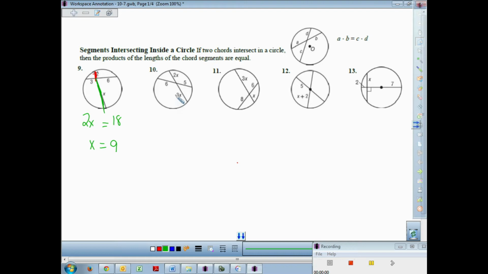So here, 3x times 2x is 6x squared, and that will equal 5 times 6, which is 30. We want to get x squared all by itself, so x squared will equal 5.